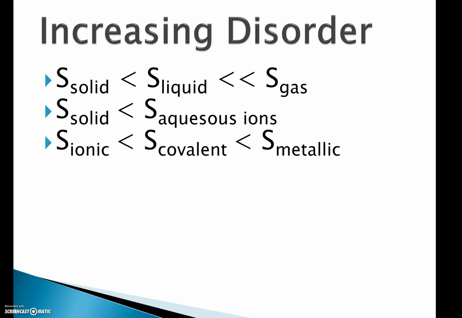If we look at bonding, ionic bonding has a greater order to its crystalline structure. Covalent bonds are a little bit less ordered, and metallic bonds are the least ordered, or have the greatest entropy, because, again, remember that the metal atoms within a metallic bond have the ability to flow through that sea of electrons.